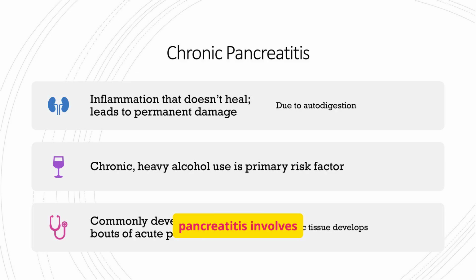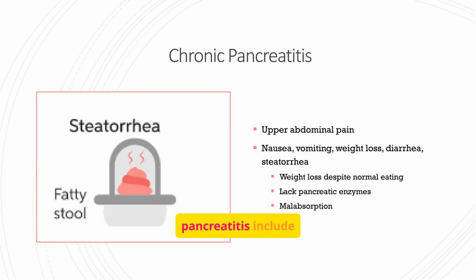Chronic pancreatitis involves inflammation that doesn't heal, leading to permanent damage due to autodigestion. Chronic heavy alcohol use is a primary risk factor. It commonly develops after several bouts of acute pancreatitis, leading to fibrotic tissue development. Symptoms of chronic pancreatitis include upper abdominal pain, nausea, vomiting, weight loss, diarrhea, steatorrhea, and malabsorption due to a lack of pancreatic enzymes. Steatorrhea, or fatty stool, is a key indicator.